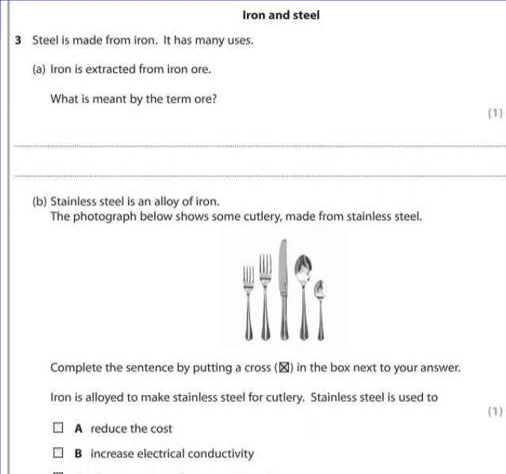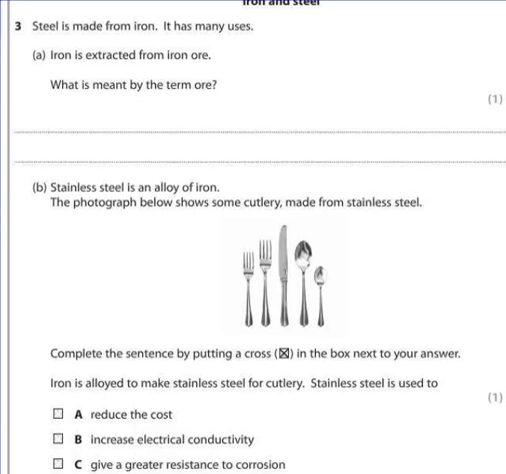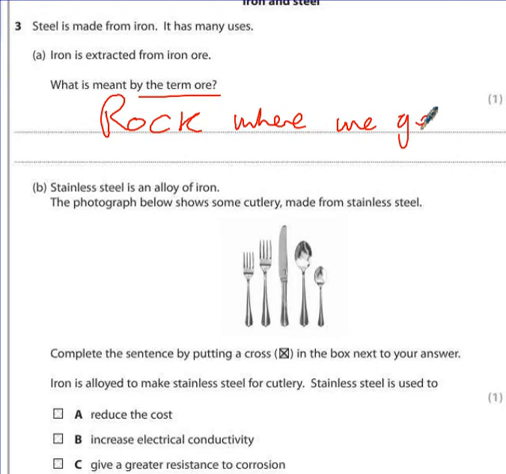This is metals now. Topic 4, metals. So, iron and steel. What is meant by the term ore? It's the rock. So the term ore is the rock where we get the metal from.